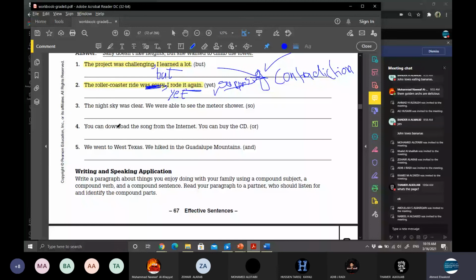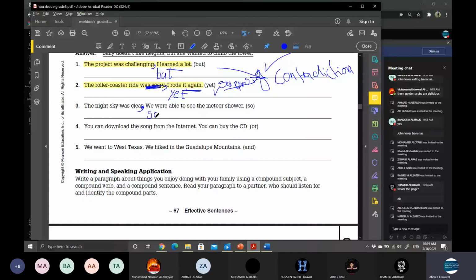Okay, number 3. The night sky was clear. We were able to see the meteor shower. The night sky was clear, so we were able to see the meteor shower. Nice. So change the period into a comma and add so. Bravo.